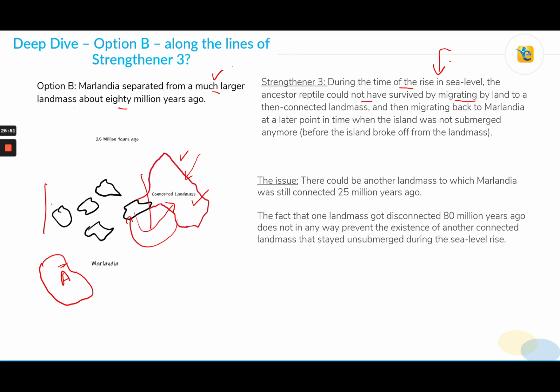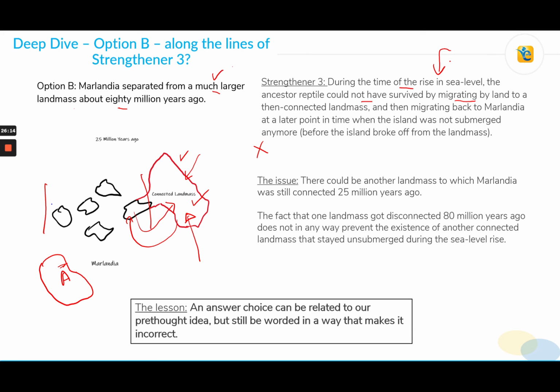On the other hand, option B, the way it is written, though it is kind of hinting at the same idea, that is land migration, it is not doing an adequate job of guarding against that possibility, and therefore it's not a valid strengthener. So if you fell for option B, this is another important aspect that you need to understand: even though it conveys a similar idea, it's not written properly. So there's a very important lesson here. An answer choice can be related to your pre-thought idea, but it could still be worded in a way that makes it incorrect. Or in other words, don't rush through your answer choices. Just because something is along the lines of what you thought, it still has to be written correctly.